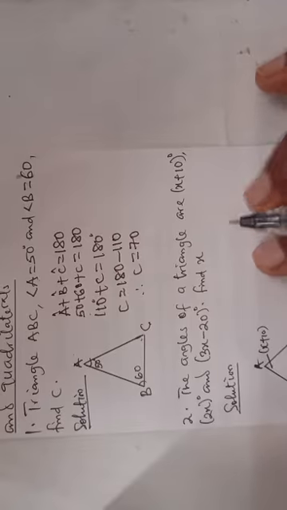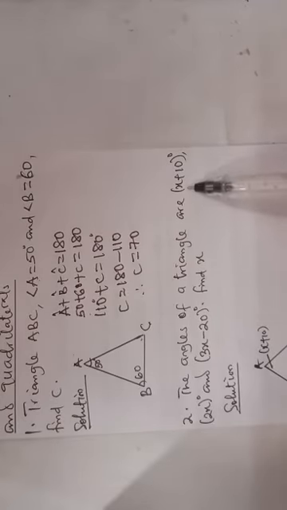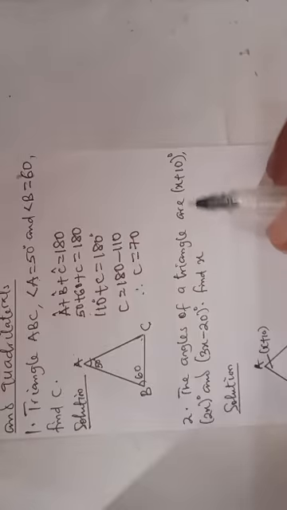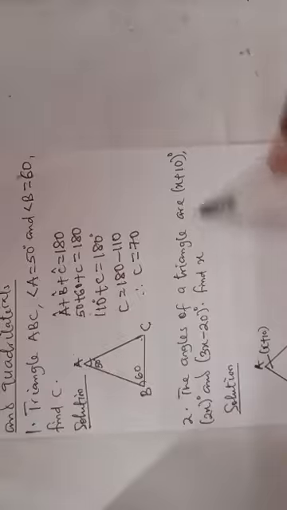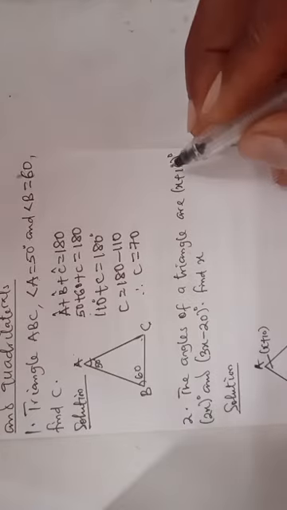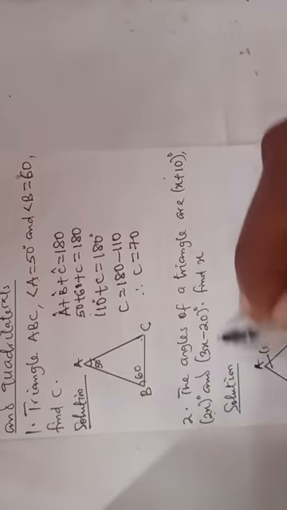The next one says the angles of a triangle are given like this: one angle is x plus 10, another is 2x, another is 3x minus 20. Then what is x? Still like the first one, this is angle A, angle B, angle C. Please, you can use other letters to name your triangle, like XYZ, whichever one you want. Here I just chose ABC.